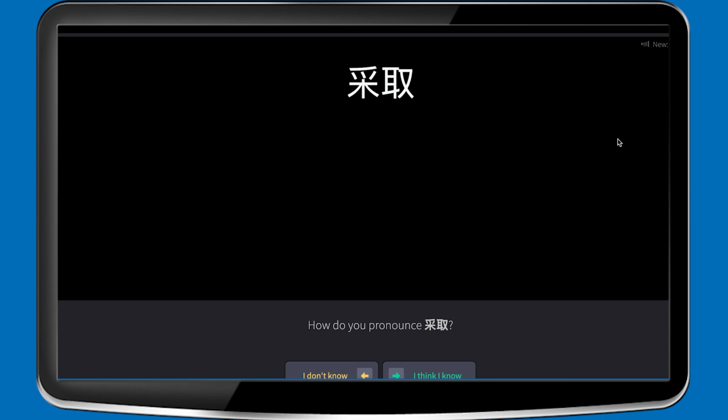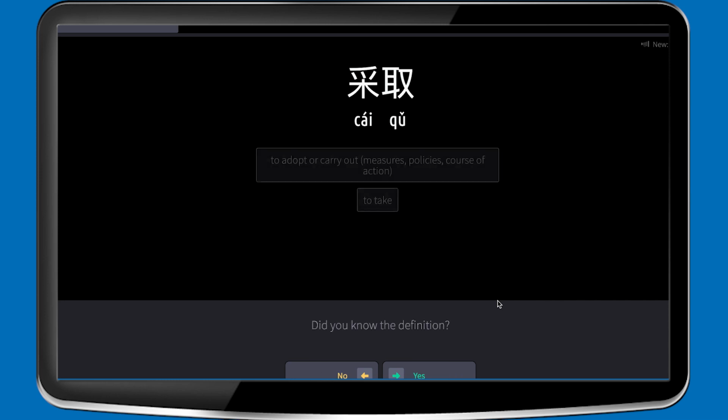So here's the lesson. Now, what Daniel, the owner of Hack Chinese, recommends is that you don't use your mouse because it actually slows you down. So you can see you have the keyboard shortcuts here, the arrow left and right. So this one, for example, I believe is 采取. So I'm going to click right to say I think I know. 采取. And I was indeed correct. So it says, did you know the pinyin, which I did. Now I need to find out what the definition is. So do I know it? I'm not sure actually. I think it might mean to carry out or to take. So let's have a look. I think I know. So I'm going to hit the right arrow. And it is indeed to carry out or to take. So I was correct. Quite chuffed with myself about that one.